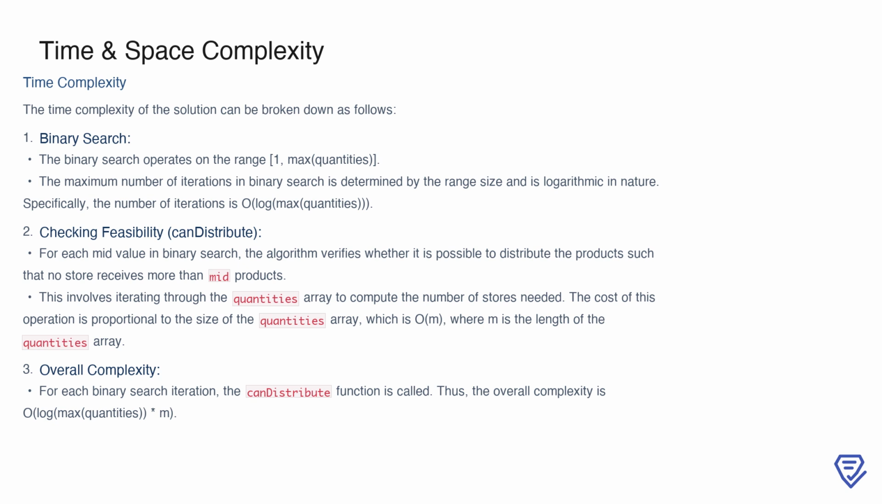Next, for each mid value considered during binary search, we need to verify if it's feasible to distribute the products while ensuring no store receives more than mid items. This verification involves iterating through the quantities array, calculating the number of stores required. The cost of this operation is proportional to the length of the quantities array, denoted as M, so it runs in O(M). Combining these two steps, the overall time complexity of the solution is O(log max quantities * M), where the multiplication arises because the feasibility check is performed during each binary search iteration.